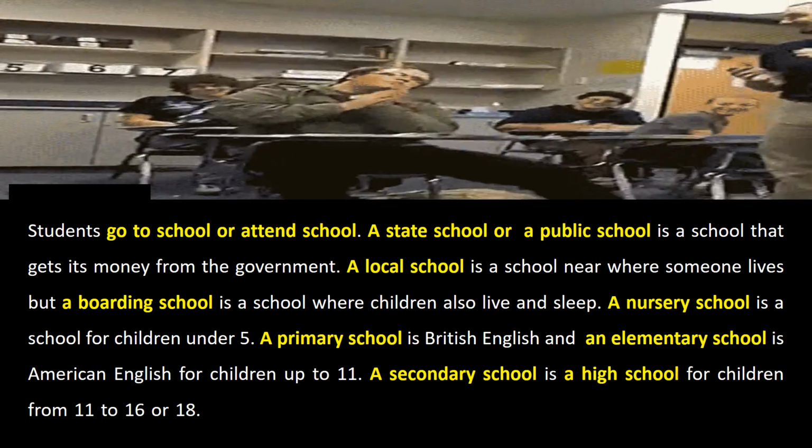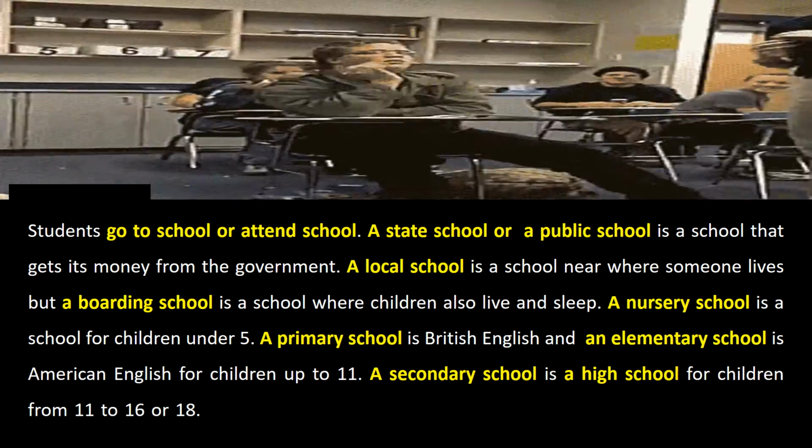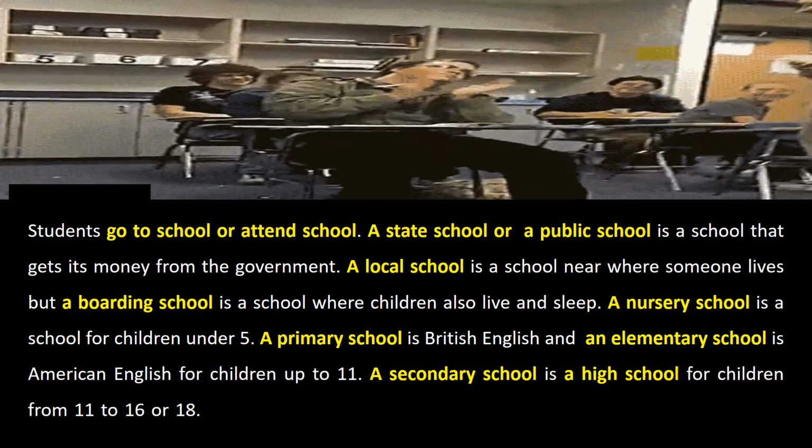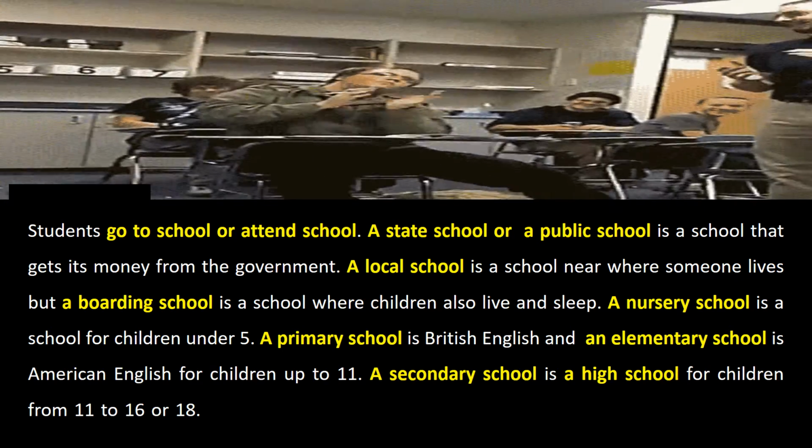A primary school is British English and an elementary school is American English for children up to 11. A secondary school is a high school for children from 11 to 16 or 18.